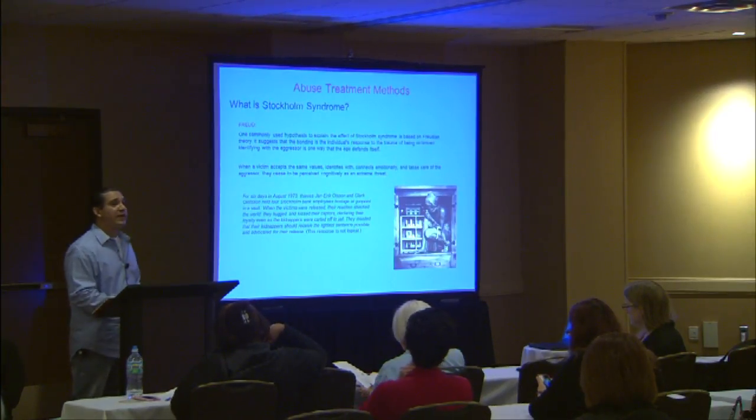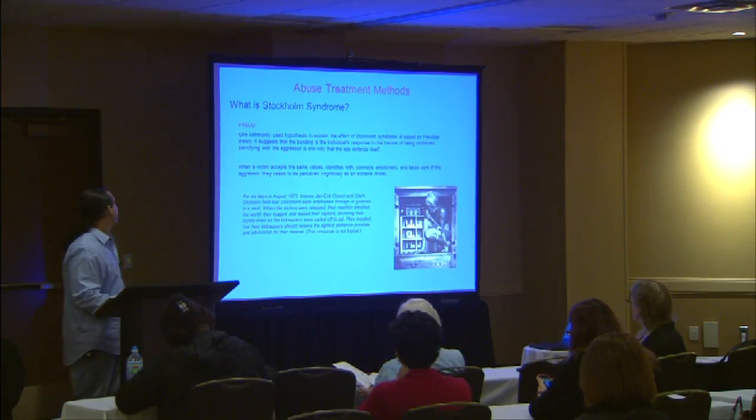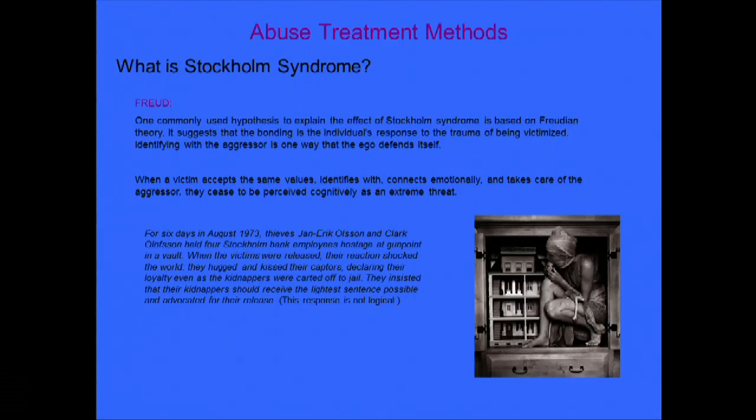From a Freudian paradigm, one commonly used hypothesis to explain the effect of Stockholm Syndrome is based on Freudian theory. It suggests that the bonding is the individual's response to the trauma of being victimized. Identifying with the aggressor is the one way the ego can defend itself from further harm. When a victim accepts the same values, identifies with, connects emotionally with, and takes care of the aggressor, they cease to be perceived cognitively as an extreme threat. Is that making sense?